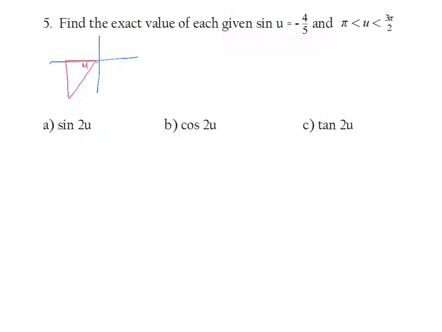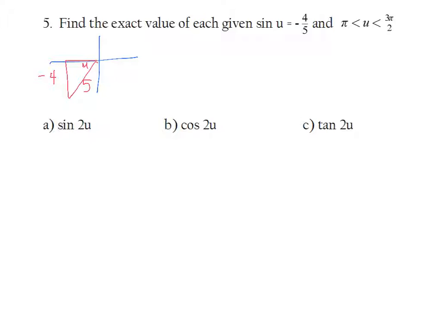And sine is opposite over hypotenuse. Now when you look at that, notice that the sine was negative. You've got to put the negative on the 4 or the 5. The hypotenuse is always positive, and this would make sense since it's going down. The 4 should be negative.